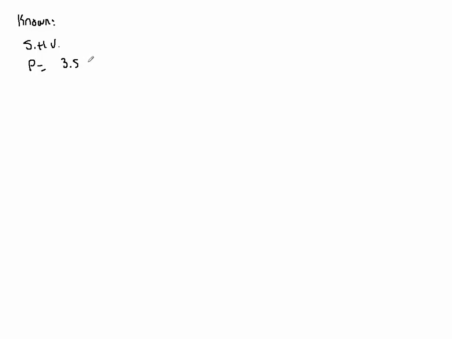Okay, so for this problem, we know that we have a superheated vapor that has a pressure of 3.5 megapascals, and it has a temperature of 450 Celsius. And what we need to find is the value of the specific volume. We're going to do that using the ideal gas law, the correction of the compressibility value Z, and the steam tables.